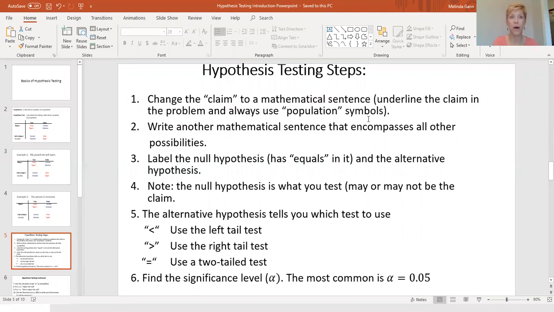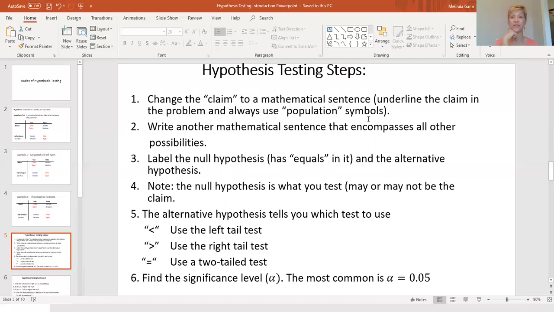And make sure that you use population symbols, not sample symbols. So if it says mean, you make sure that you put mu, not x bar. If it says proportion, put p, not p hat. And if it says standard deviation, make sure you put sigma, not S, okay?